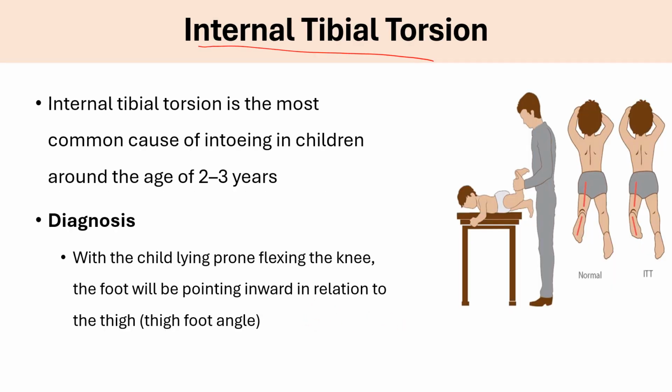Internal tibial torsion. Internal tibial torsion is another cause of intoeing, and this is the most common cause of intoeing in children around age of 2 to 3 years. How to make the diagnosis of internal tibial torsion? Very important to let the child lay down on the table in prone position, then flex the knee as the examiner is doing. Then you have to look at the direction of the foot. If the foot is pointing externally like that, this is normal. If it's pointing inward like that, this is internal tibial torsion.